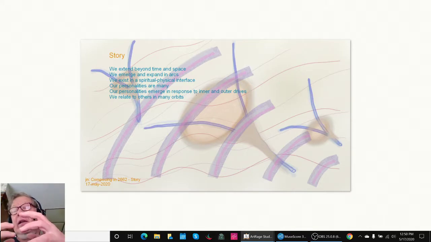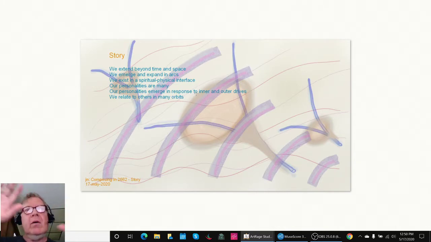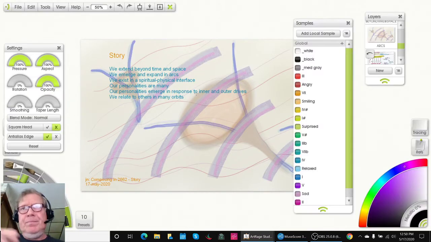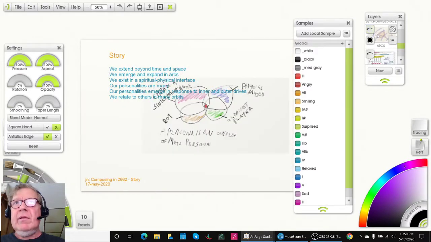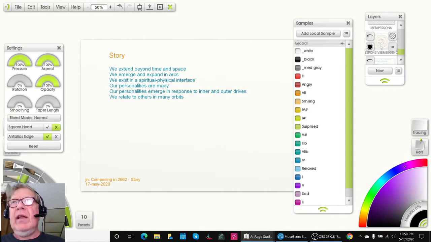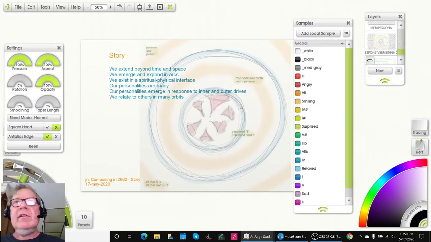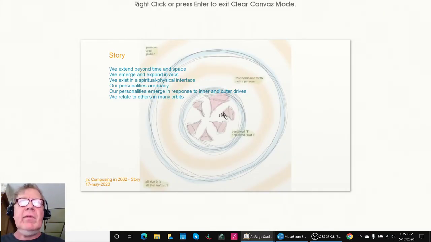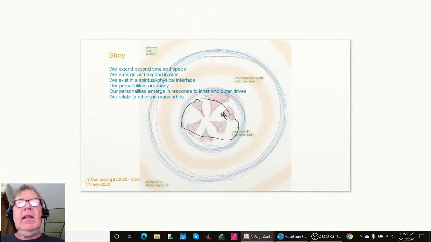We're going to have like a core rumbling, and then it's going to push out and emerge into a new broader rumbling and push out and emerge and so forth. And we certainly could create that image with some of the work that we've already played for you. And here's a different way of looking at that rumbling in the middle and then emerging. And the idea is now our personalities emerge in response to inner and outer drives.